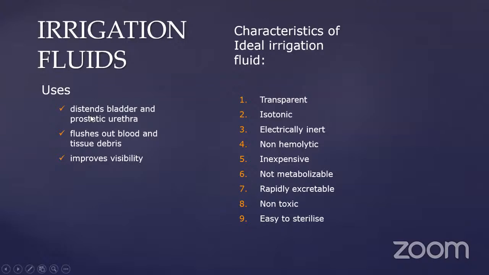The uses of irrigation fluid: it distends the bladder and prostatic urethra, flushes out the blood and tissue debris that occurs during resection, and improves visibility. The characteristics of the ideal irrigation fluid are that it should be transparent, isotonic, electrically inert, non-hemolytic, inexpensive, non-metabolizable, rapidly excretable, non-toxic, and easy to sterilize.